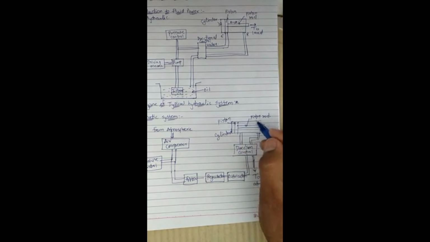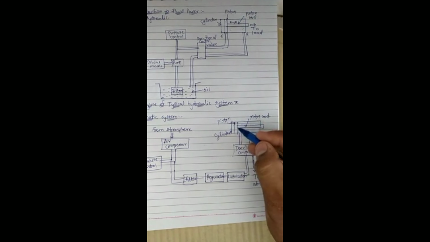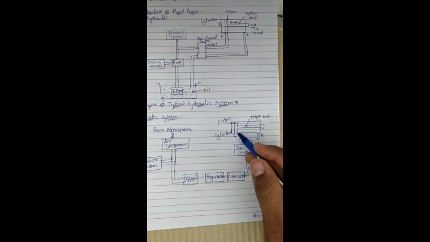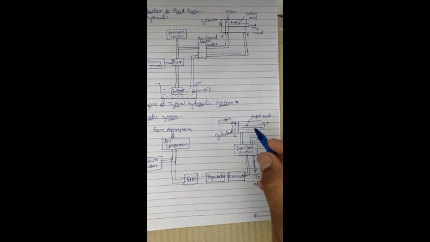Then there is a double acting cylinder, piston cylinder assembly. This is an inlet and outlet. We say here cap end and rod end. Then air enters the cap end. It will move towards left and right, so that the air present at the rod end will go through the direction control valve to the atmosphere.